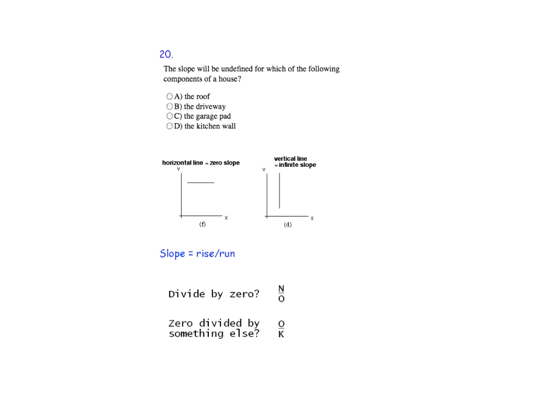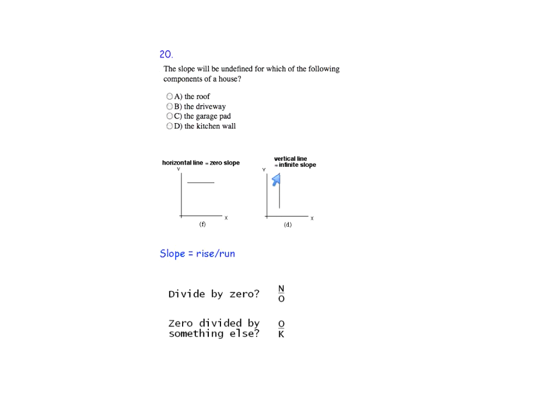Okay, question 20. The slope will be undefined for which of the following components of a house? Okay, so we're thinking about different surfaces in a house. Remember, an undefined slope is like an infinite slope. Remember, if you have a flat line, you have a zero slope. If you have a vertical line, you have an infinite slope. It's infinitely sloped. It's also an undefined slope.